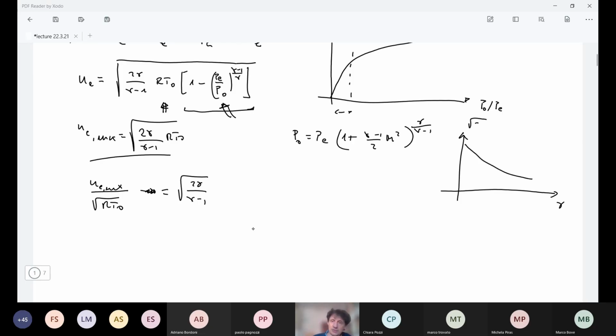And this square root of 2 gamma over gamma minus 1 tells us that if you start from 1.1 up to 1.67, that is the maximum range that we can cover for this gamma. And we'll have values between 4.7 here and 2.2 here, with let's say 3.5 when gamma is 1.2, but you can easily see this plot.